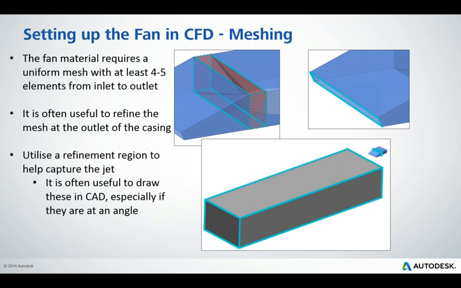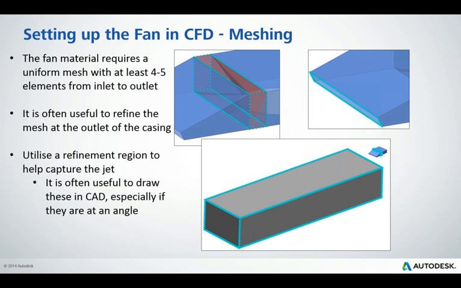So the fan material must have a uniform mesh, and it must have at least 4 to 5 elements from the inlet side to the outlet side. And this is purely because it's pretty complicated physics-wise. We need to make sure that CFD is able to capture the pressure drop across it accurately and accurately move the correct flow rate from one side to the other.